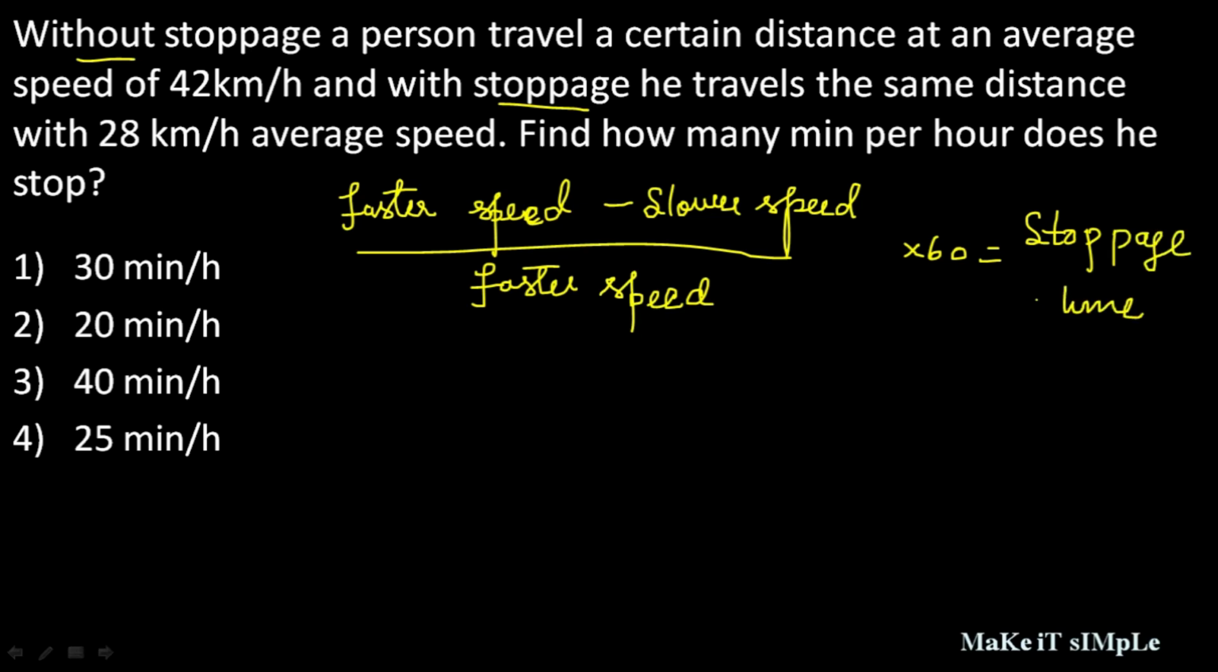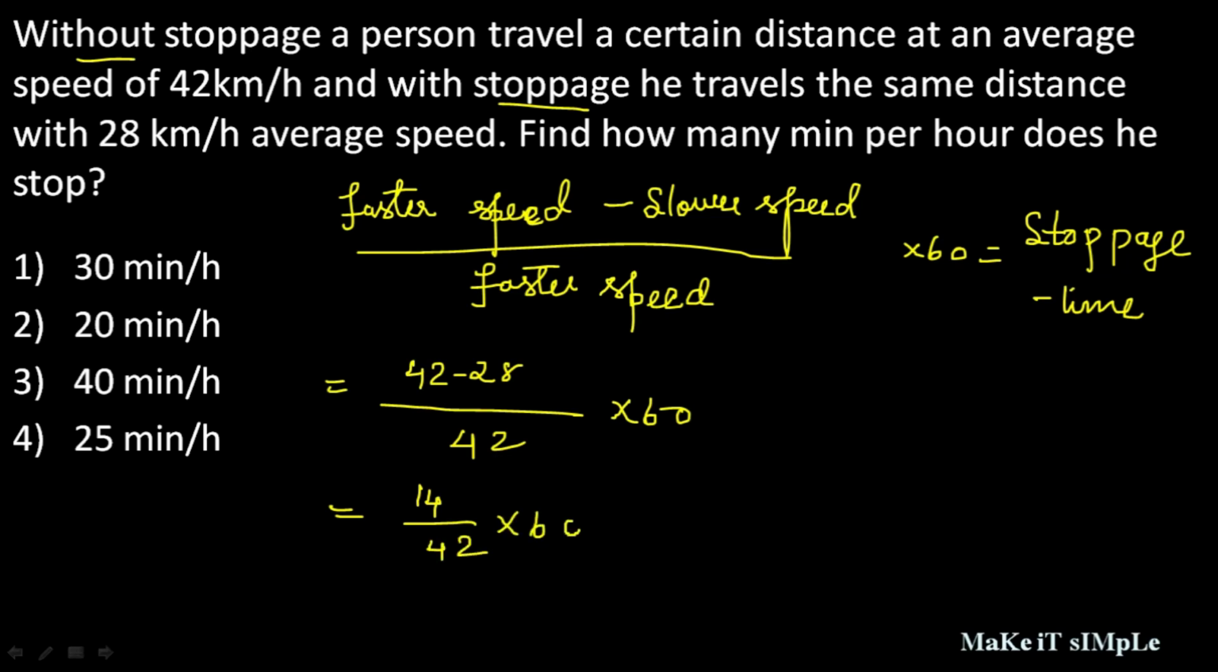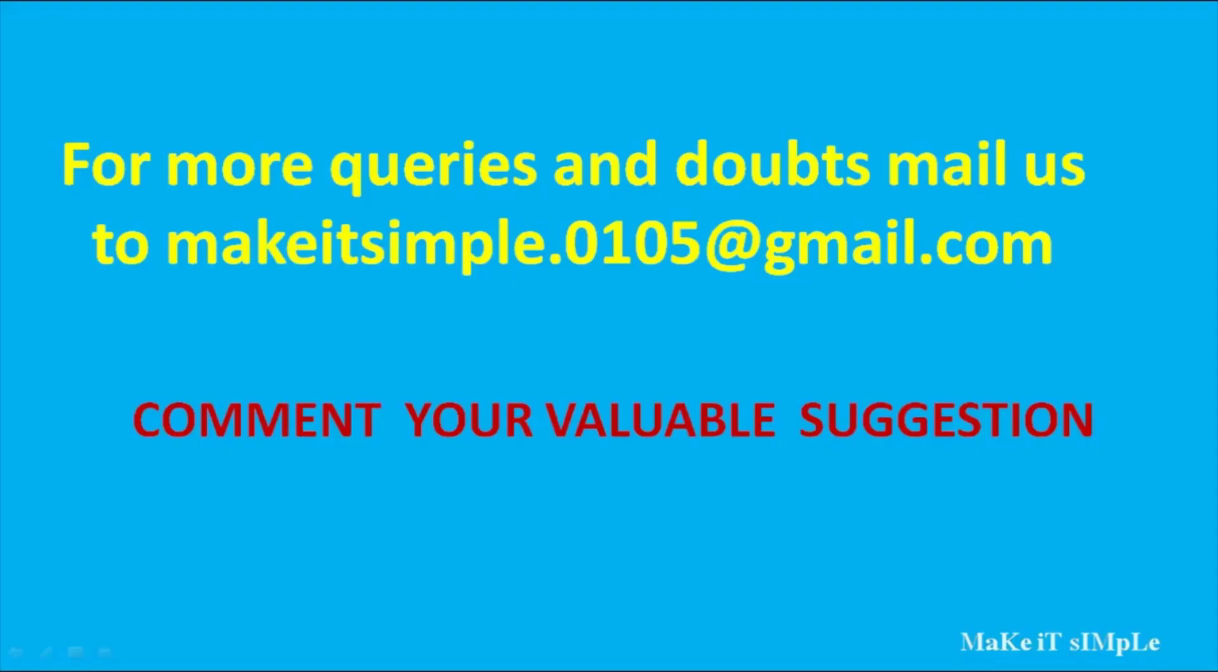So here the faster speed is 42, minus 28, divided by 42, into 60. This 42 minus 28 is 14 by 42 into 60. This one is 7 times, then 10 times, then 2. We'll be getting it as 20, that is 20 minutes per hour.